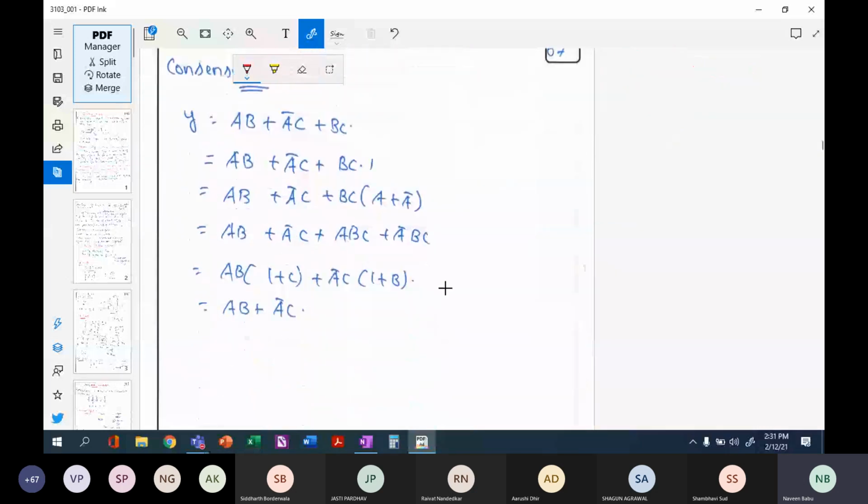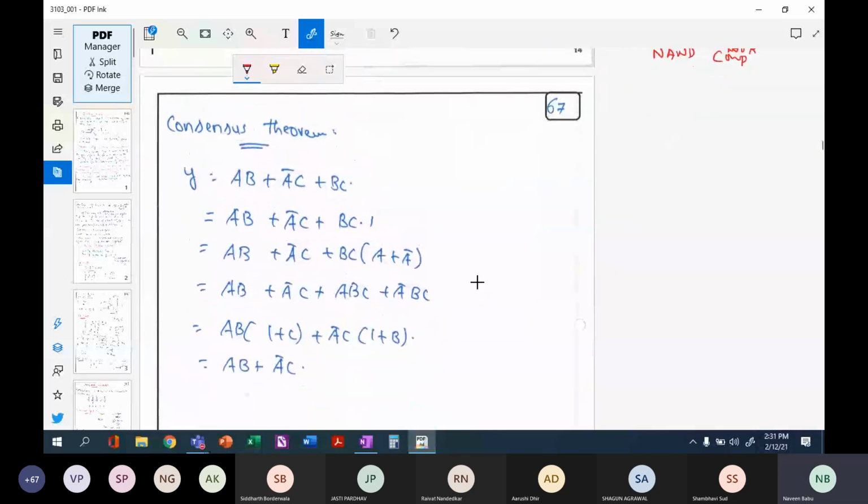Then the consensus theorem. What the consensus theorem says is that you have to apply it as follows: AB plus A bar C plus BC is equal to AB plus A bar C. This is what you need to remember. If you come across 3 variables, AB plus BC and the complemented form with A bar and C, right?